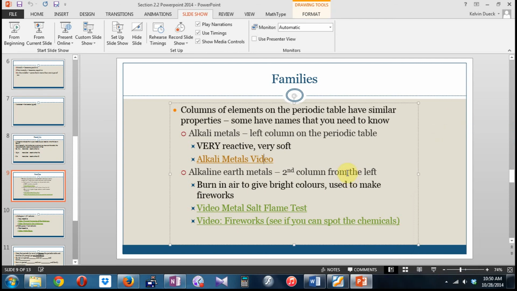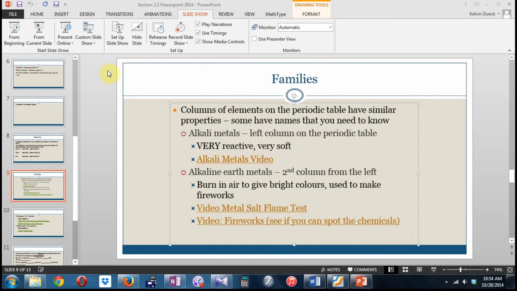So, the next column over, this column right here. Alkaline. I think the names are stupid because we have alkali and alkaline. However, you don't have to memorize it. At least they put it on there. Alkaline is this column here. These are called the alkaline earth metals. They're the second column from the left. One of their characteristics is that when they burn, they give very, very specific bright colors. They're used in fireworks. Put your pencils down. Look up.